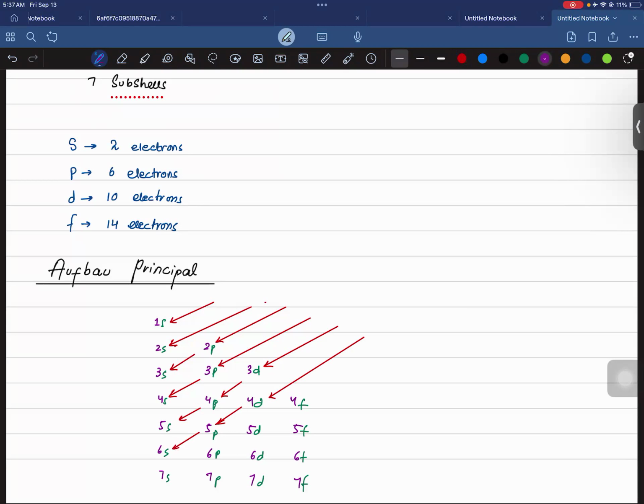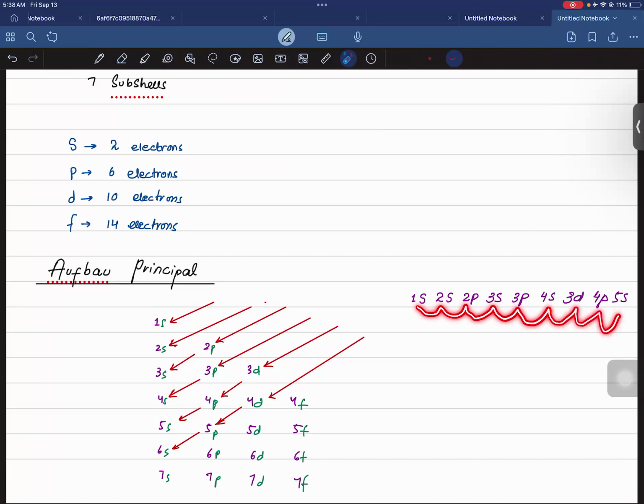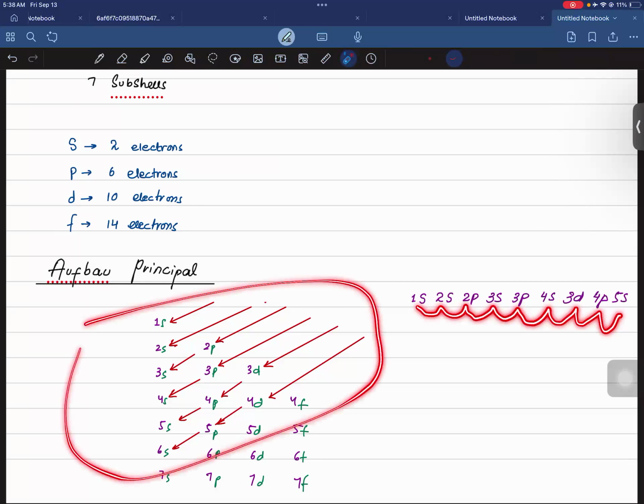The first arrow is on 1s. Am I right? Yes. And the second arrow, 2s, then third, 2p, then 3s, 3p, 4s, 3d, 4p, 5s, and 4d. So you can memorize this: s, p, d, f — "school, public school, D.A.V. public school." Basically it comes from here, from the table I have made.